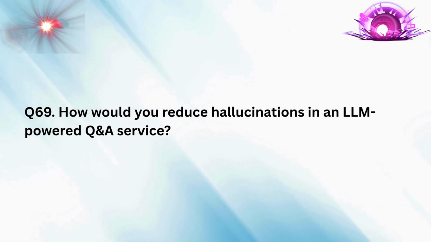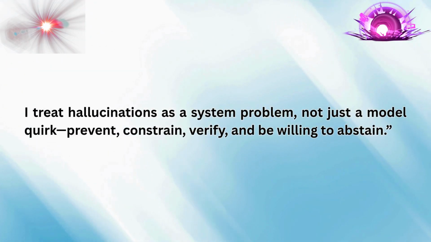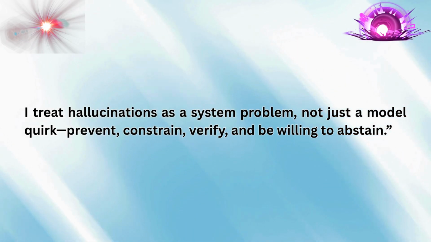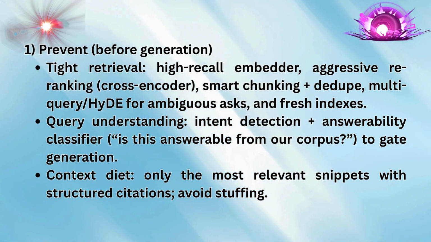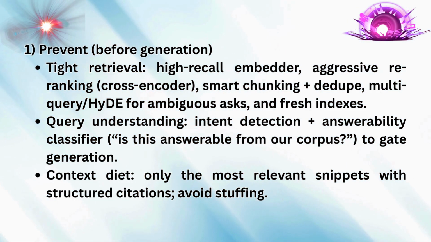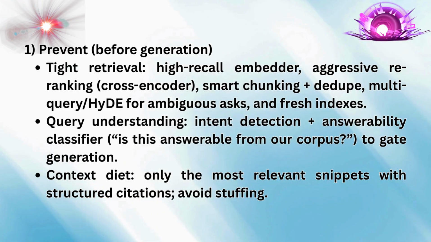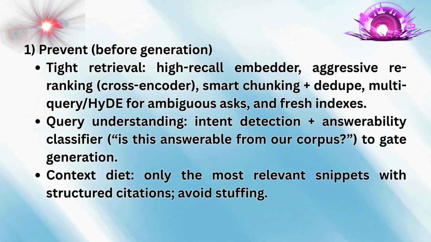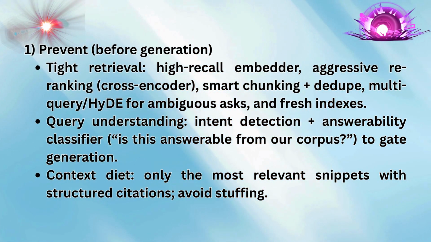How would you reduce hallucinations in an LLM-powered Q&A service? I treat hallucinations as a system problem, not just a model quirk. Prevent, constrain, verify, and be willing to abstain. 1. Prevent before generation: tight retrieval, high-recall embedder, aggressive re-ranking with a cross-encoder, smart chunking plus dedupe, multi-query/HyDE for ambiguous asks, and fresh indexes.